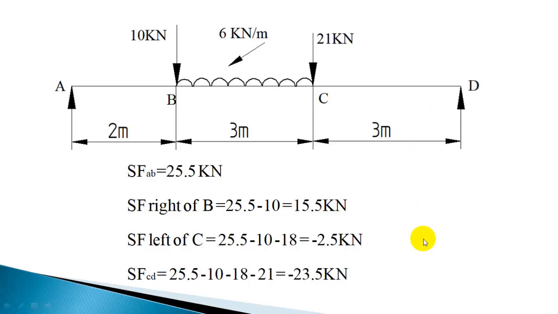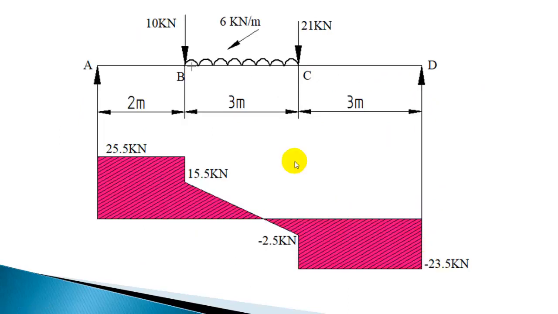Now let us plot the shear force diagram. For the section AB it is constant 25.5, but for the section BC you have to consider only right of B and left of C. Right of B it is 15.5, left of C it is minus 2.5. So 15.5 to minus 2.5 is the variation for the section BC. Here we have 25.5, right of B you have 15.5, so there is a drop here because of this point load. So you can draw a vertical line here.